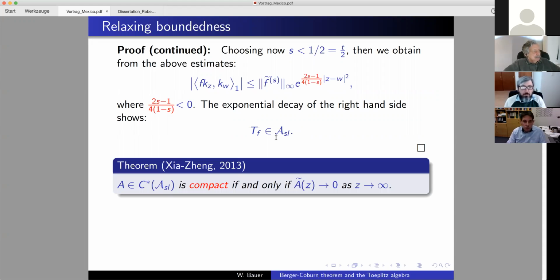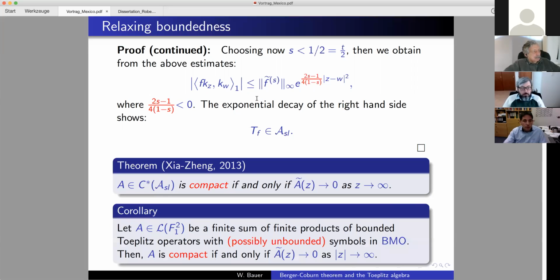Okay, so what is the relation between these sufficiently localized operators and the Toeplitz algebra? First, there was this result by Xia and Zheng, which extends this result by Engliš and the generalization I told you actually to that C-star algebra generated by sufficiently localized operators. And it says an operator in the C-star algebra generated by sufficiently localized operators is compact if and only if the Berezin transform vanishes at infinity. And that, together with the previous result, tells me that if I have a bounded operator on the 2-Fock space, which is, let's say, a finite sum of finite products of bounded Toeplitz operators with possibly unbounded symbols, but in the BMO space, then this operator still is compact if and only if the Berezin transform vanishes at infinity. So you allow a bit of unboundedness, and this result still is true.